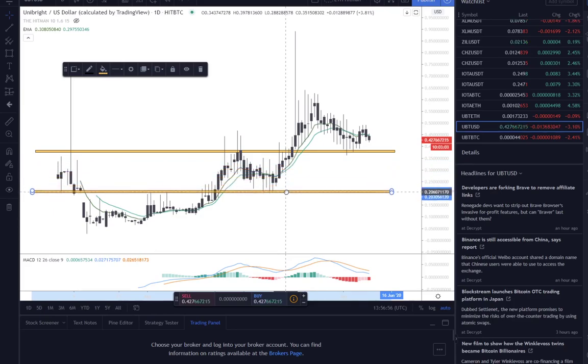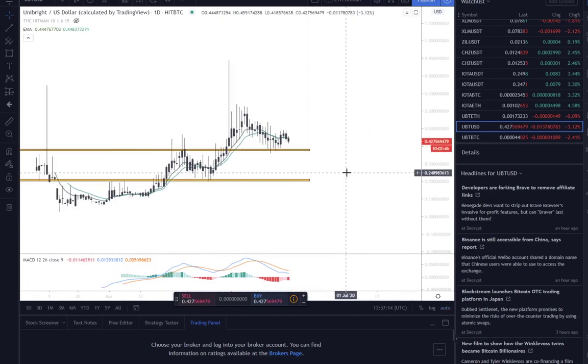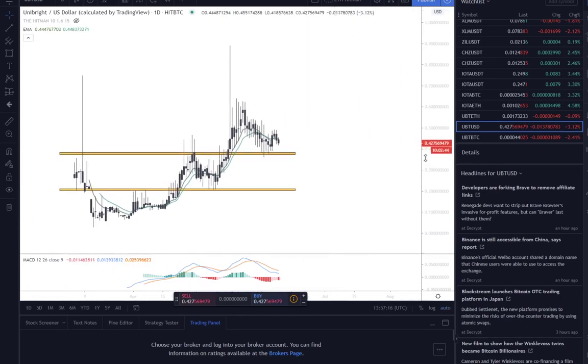You could use the wicks as resistance again, as support. So here, you could take them bouncing off support, acted as resistance. They did break through, but it didn't have enough legs, and it came back through. And you can see these wicks here were just touching up against that resistance, breaking down. So those two levels there are really all we need. We don't have much data really, so.